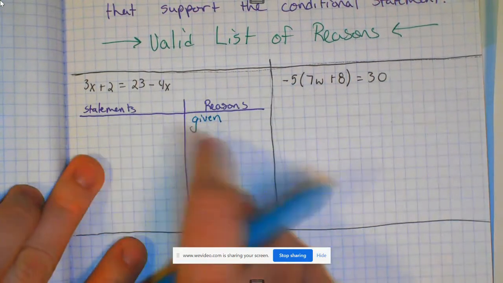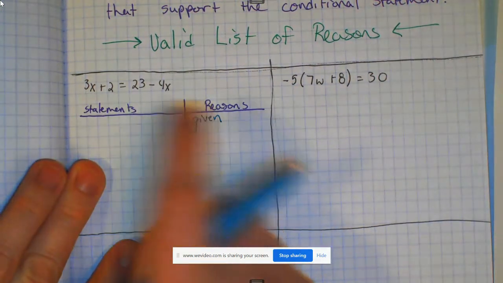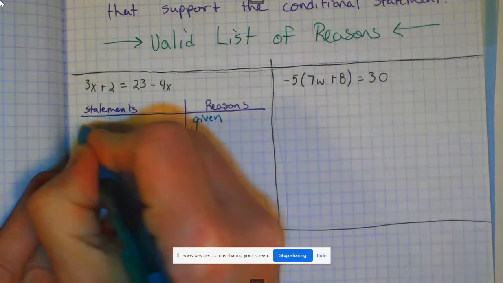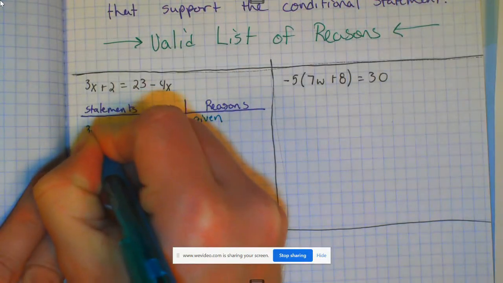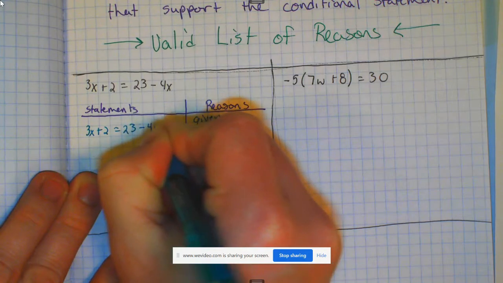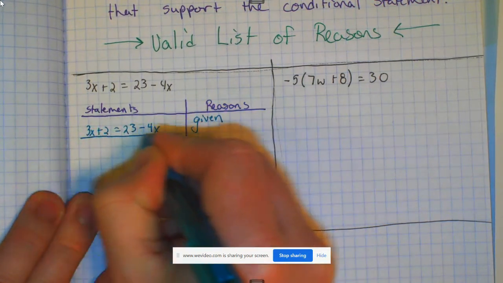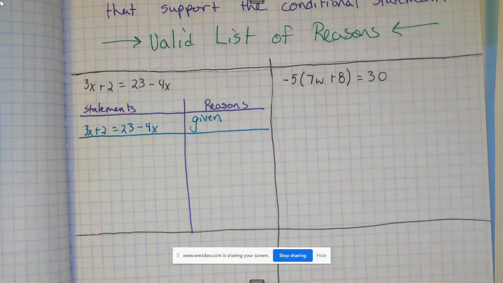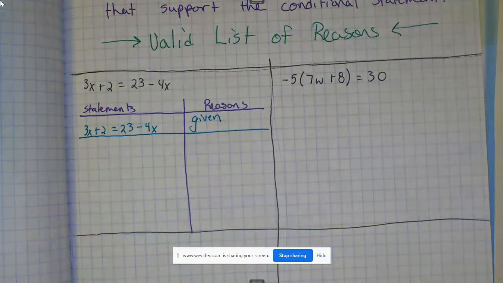And your statement is what you are being given. I'm being given this, so that's what I'm going to write. I'm going to say 3x plus 2 equals 23 minus 4x. That is being given to me. That is the reason. You always write down what they provide you in the proof.